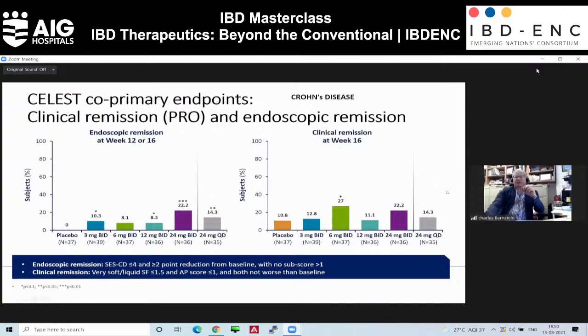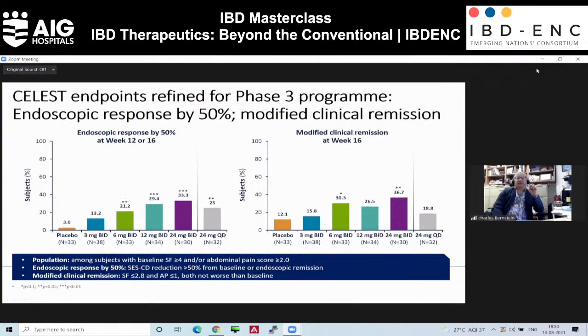But what's interesting here for clinical remission, there's this signal that 12 milligrams a day versus 48 milligrams a day was really not different. It's a little bit unusual in the data. In terms of endoscopic response by 50% or a modified clinical remission, you see a little bit of a signal here at 48 milligrams a day, but not that much to choose from between 12 and 48. A little bit of an oddity in terms of dose response here in the Crohn's disease studies with Tofacitinib.